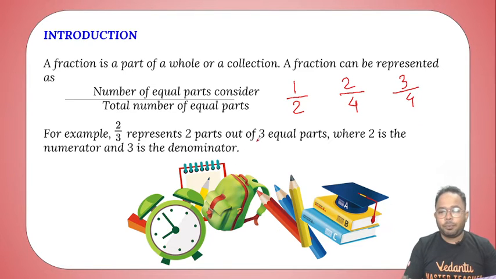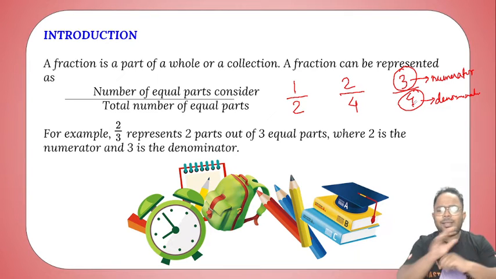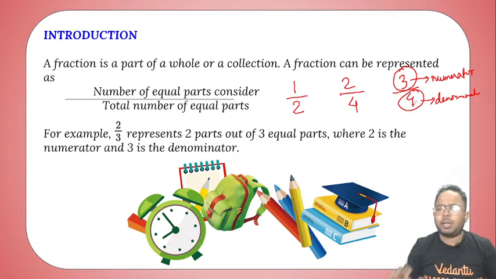Now in this, the upper number is called the numerator, and this one is called the denominator. Now in the denominator part, we never take 0. In a fraction, we do not take the denominator as 0, because we cannot say that we take 0 parts and then take some part of it. So we generally do not take 0 in the denominator.